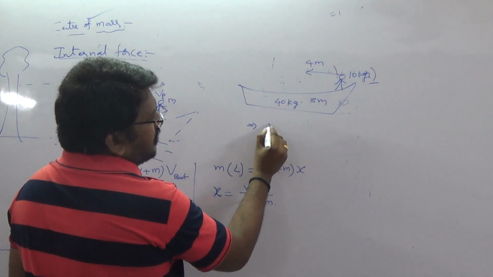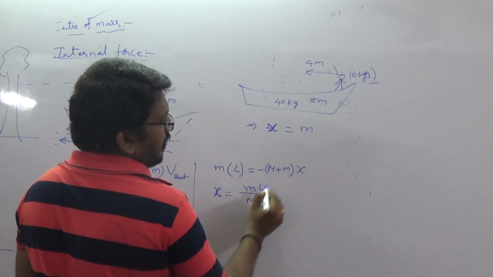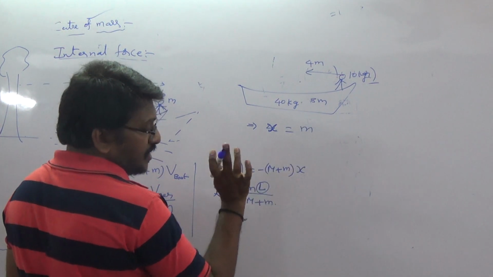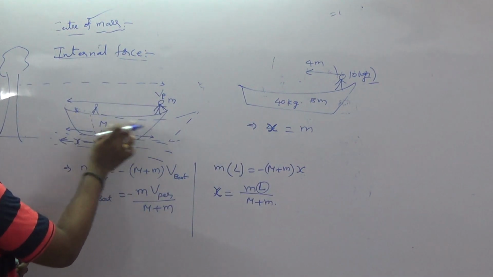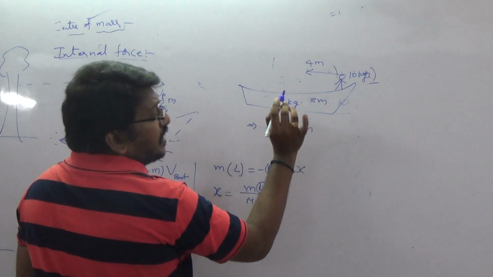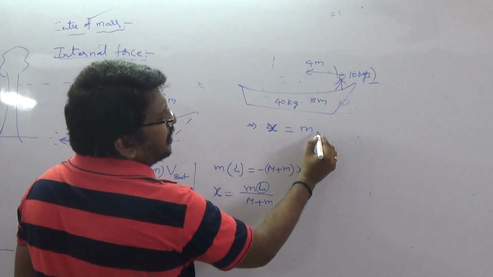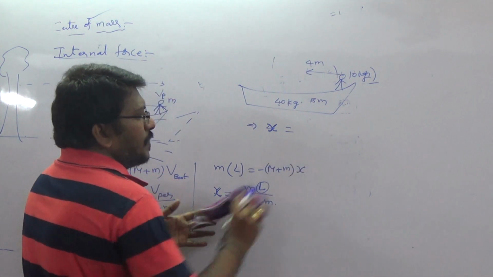direction? Shift x equals the formula m into L. Here L means the walking distance only, not the length of the boat. In this case, from here to here, that becomes the length of the boat, which is why I am taking capital L. But it is better to take the walking distance as small l, using the formula.